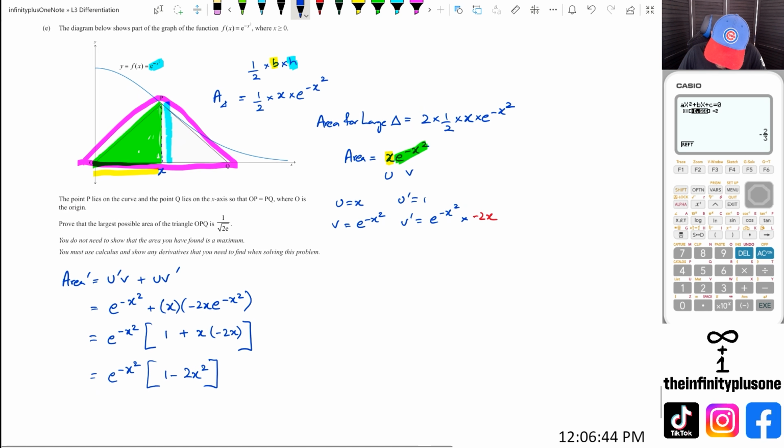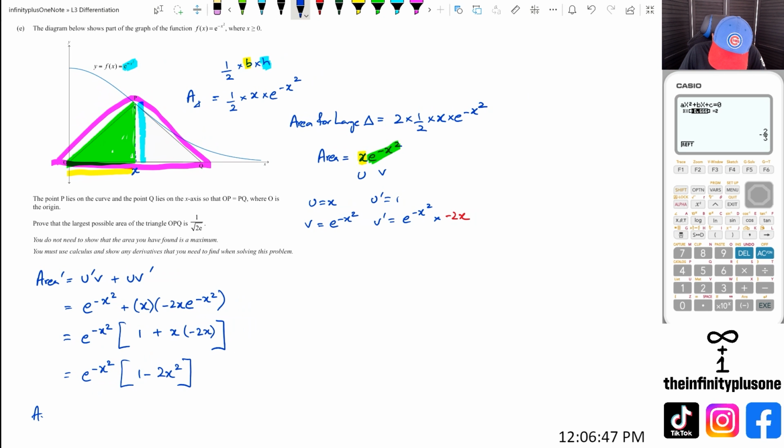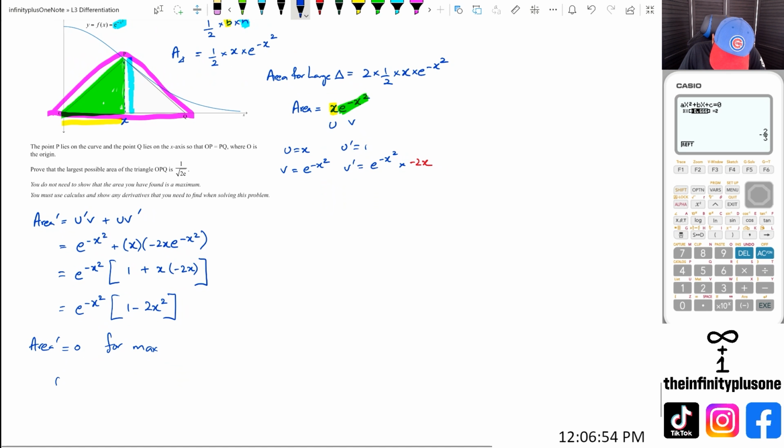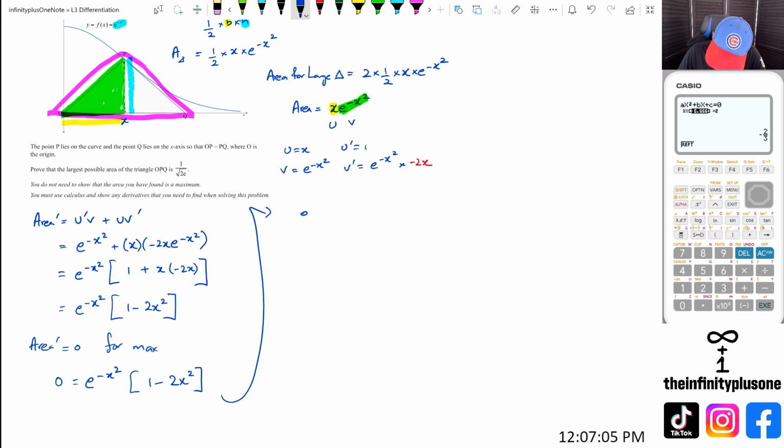So remember that A dash is equal to 0 to find the max. And so we're going to say 0 is equal to e to the power of negative x squared multiplied by 1 minus 2x squared. So e to the power of negative x squared is equal to 0, or 1 minus 2x squared is equal to 0. Now this case, we don't have to worry about it because it's going to be invalid, no solutions.